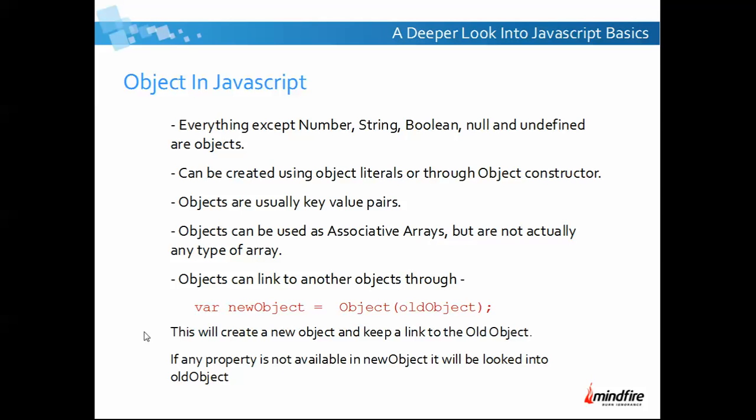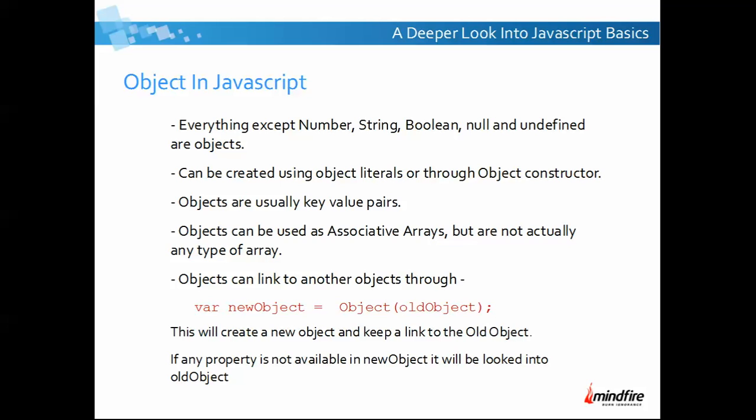Objects. Objects are very important in JavaScript, and this builds the object oriented concepts in JavaScript too. Everything except number, string, boolean, null, and undefined is an object, whether it is an array, a regular expression, or even a function.